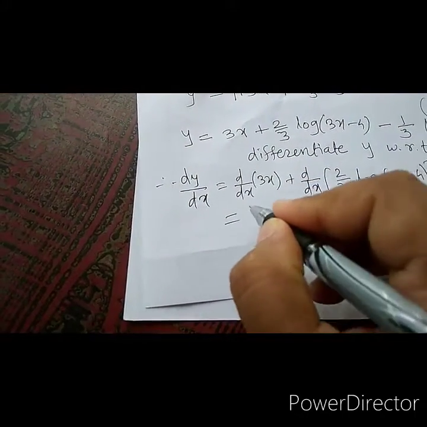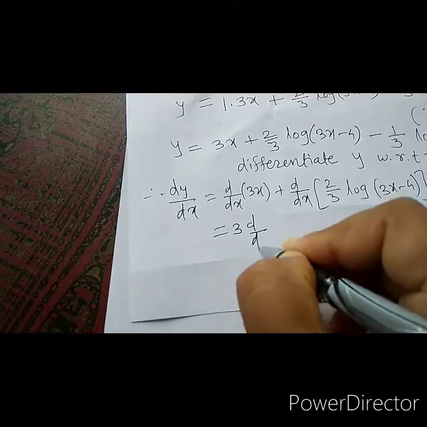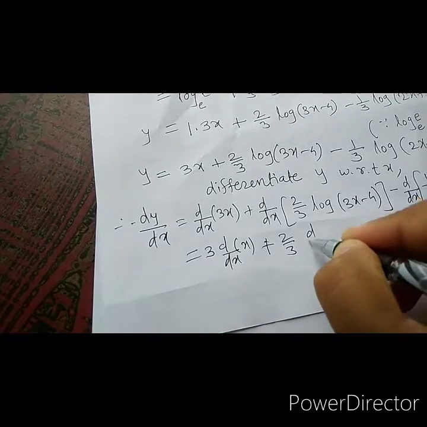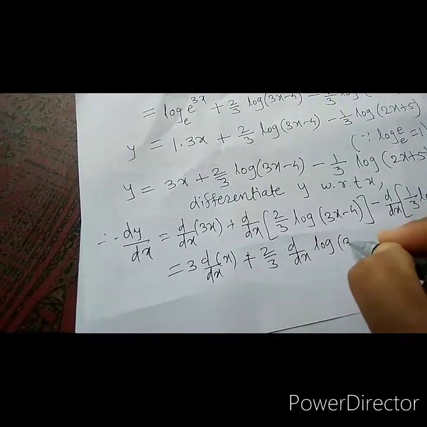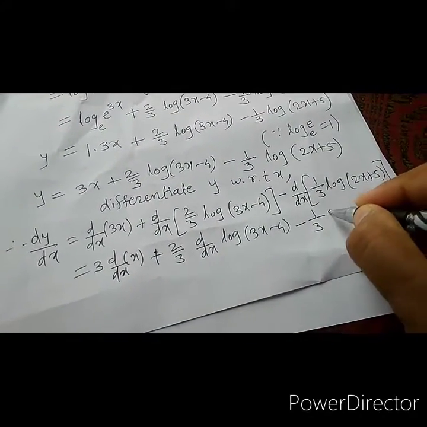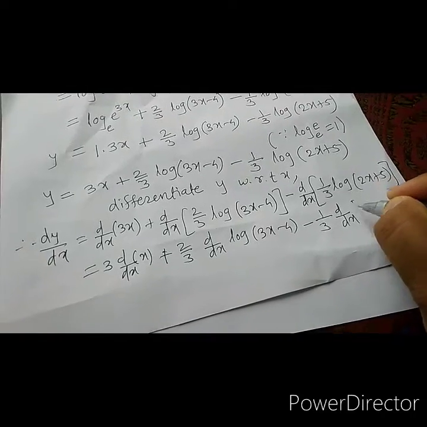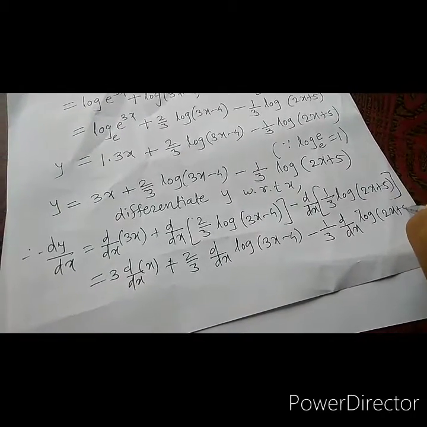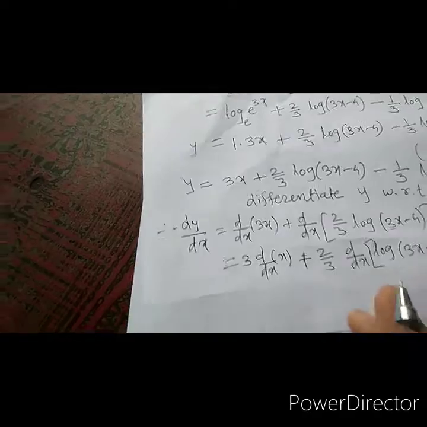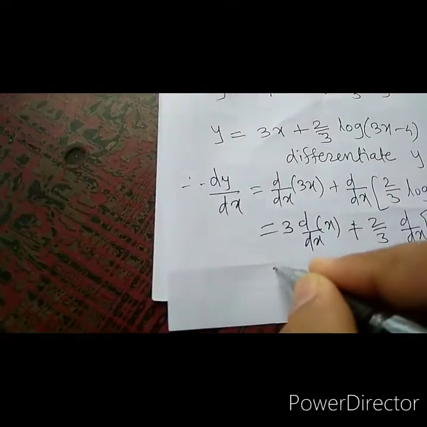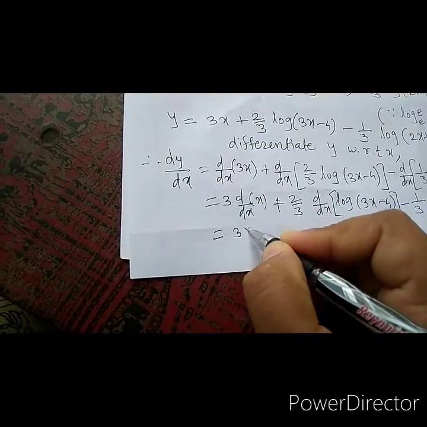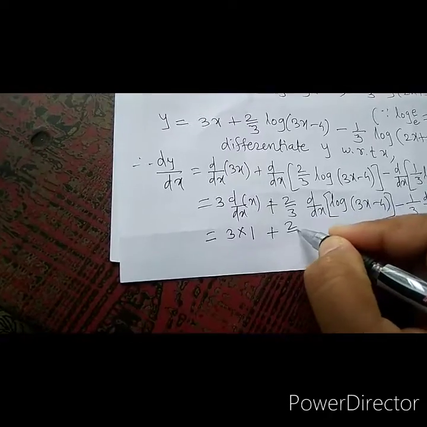Constant terms we can write before the derivative: 3 d by dx of x plus 2 upon 3 d by dx of log of (3x minus 4) minus 1 upon 3 d by dx of log of (2x plus 5). But d by dx of x, its self derivative, its answer is 1. So 3 into 1 plus 2 upon 3.